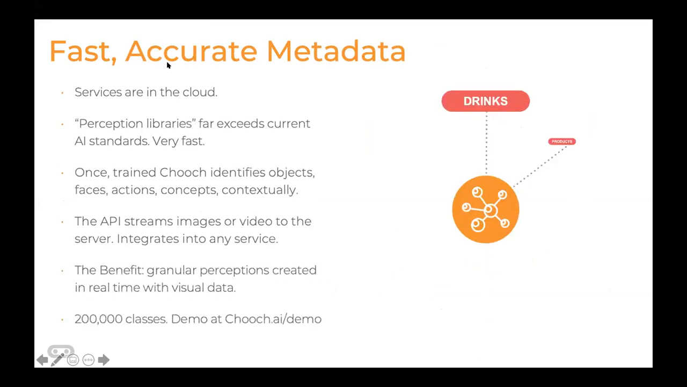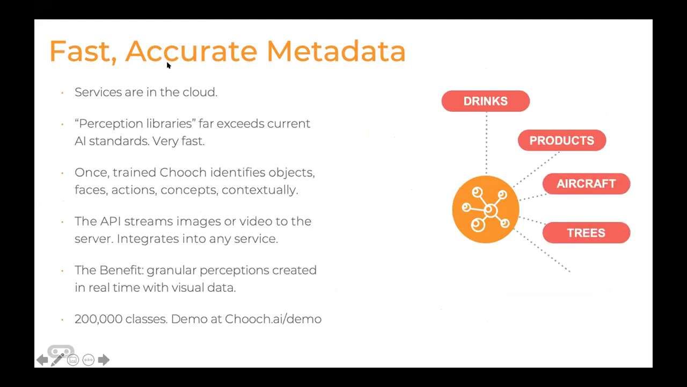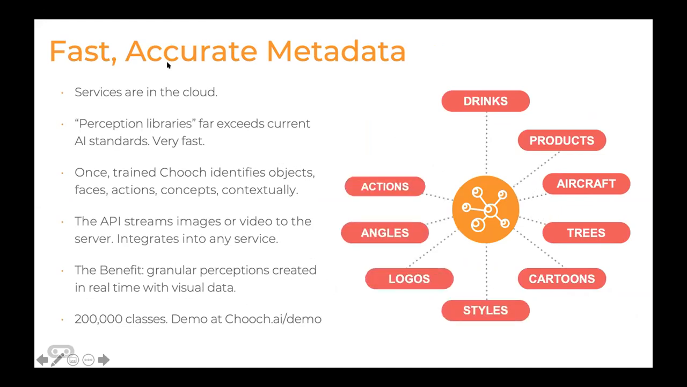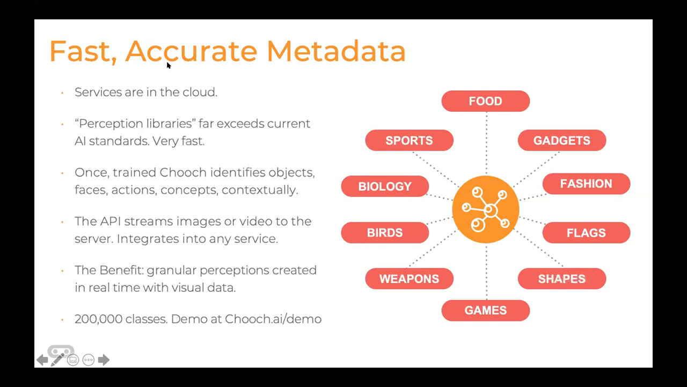And all of our services are in the cloud for these use cases, although we also offer edge services in other areas, for example, for security or for tracking actions very quickly in certain use cases where speed is absolutely critical. Our perception libraries far exceed current AI standards. It's very fast, and you can demo that today with your iPhone.